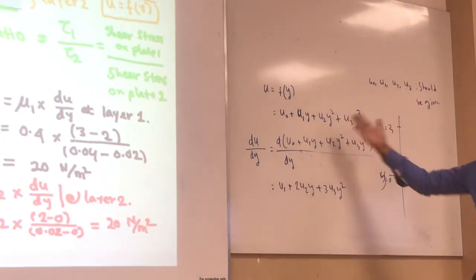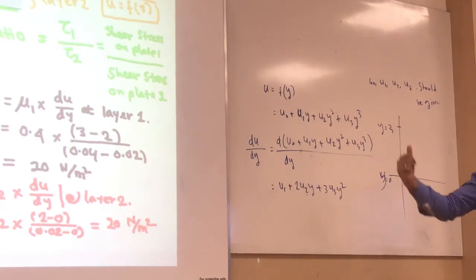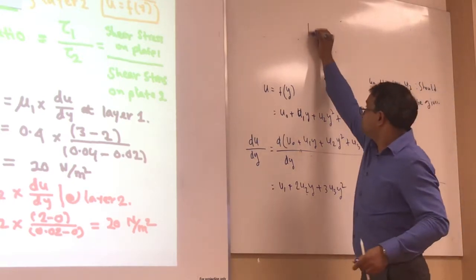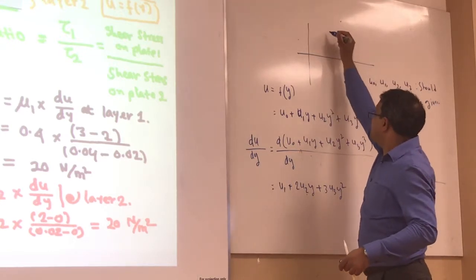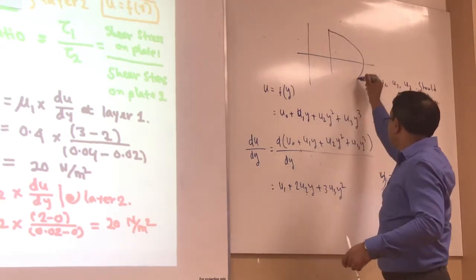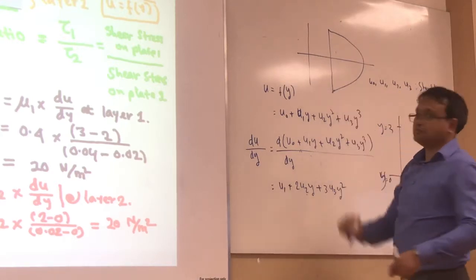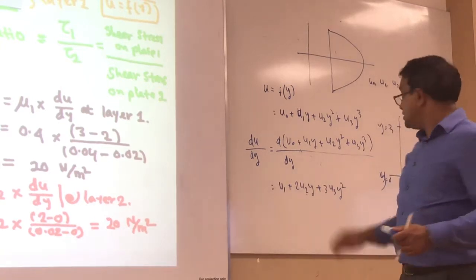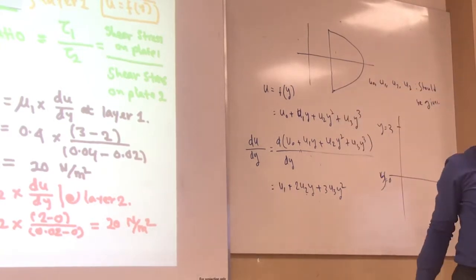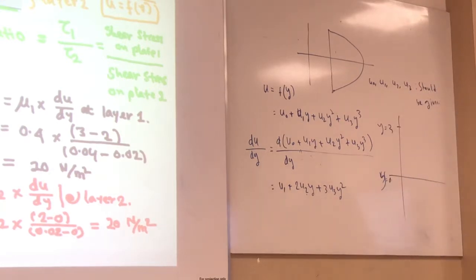But if I give you a profile where u is not like this, if u is something like this, then how can you solve it? This equation is different.